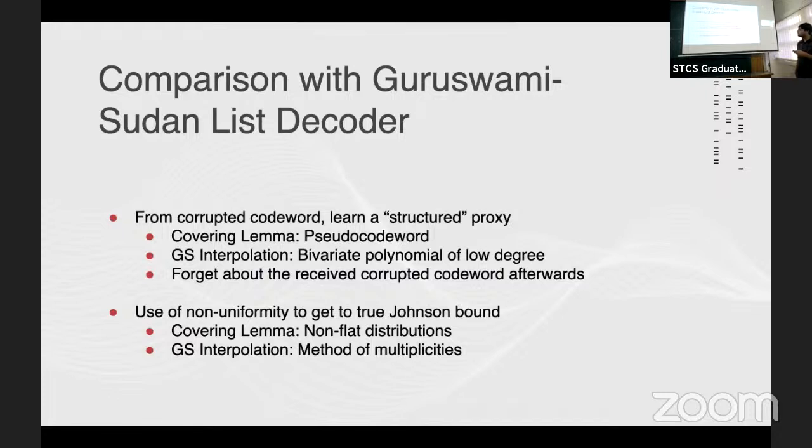And to get to the true Johnson bound, in both of these cases, we have to rely on some non-flat distribution, where the weights can be arbitrary. If you are just relying on flat distributions, then you can't get to the true Johnson bound. Similarly, in Guruswami-Sudan as well, you have to rely on multiplicities to get to the true Johnson bound.